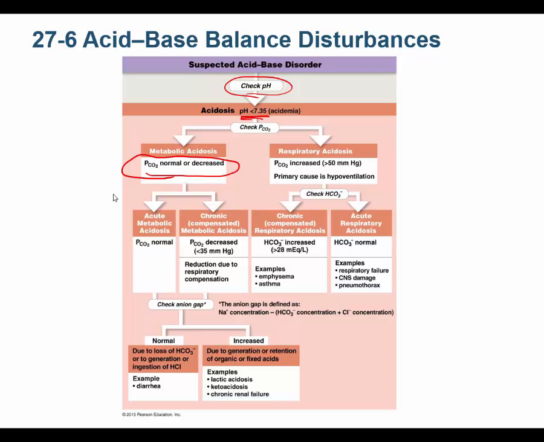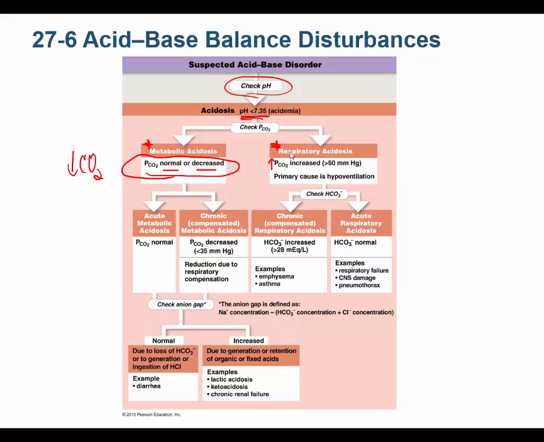And think about that. Why would my PCO2 be decreased if I have metabolic acidosis? Because I'm hyperventilating to compensate. So if my PCO2 is normal or decreased, I have metabolic acidosis. Because if I breathe faster, I blow off CO2 and my PCO2 goes down. My lungs are obviously working fine because I'm breathing faster. So it must be metabolic acidosis. Now, if my PCO2 is increased, well, that means I'm not breathing well. And if I'm not breathing well, then that's respiratory acidosis.